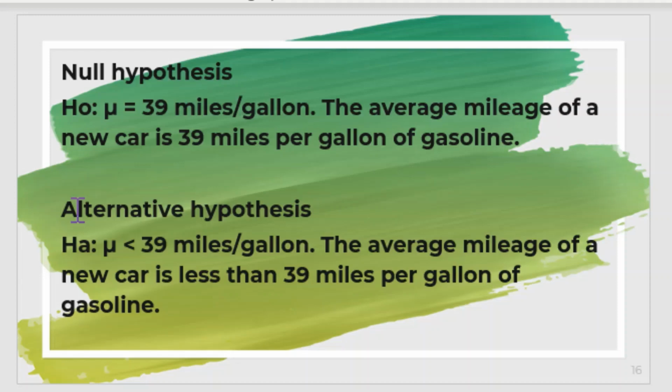Okay? So how we're going to state that into a sentence, the average mileage of a new car is less than 39 miles per gallon of gasoline. Mas mababa kaysa 39. Kung sinabi ni car manufacturer na 39 miles ang average nung kanilang bagong car, at sa tingin mo mataas yung 39, so ang ating alternative, mas mababa kaysa 39. Ang average niyan. We believe. Okay.